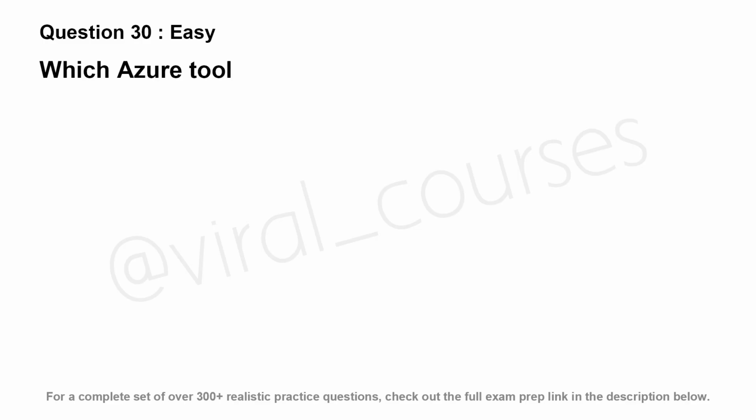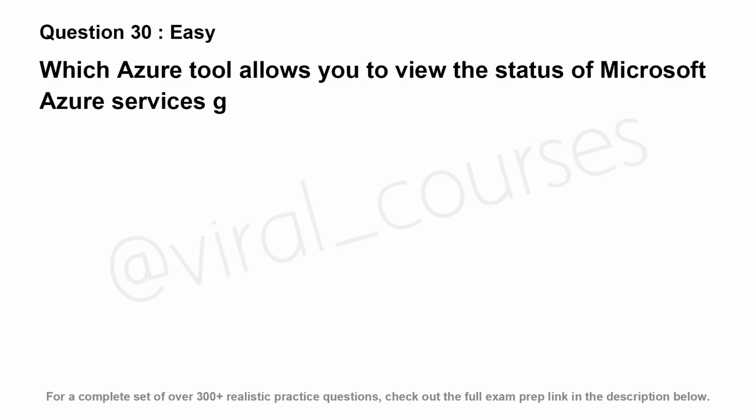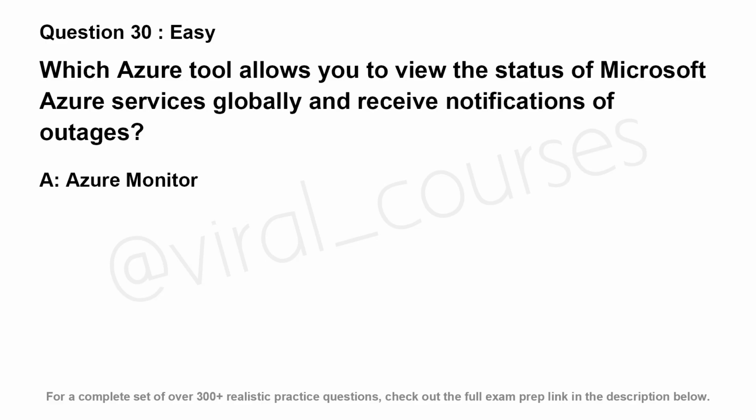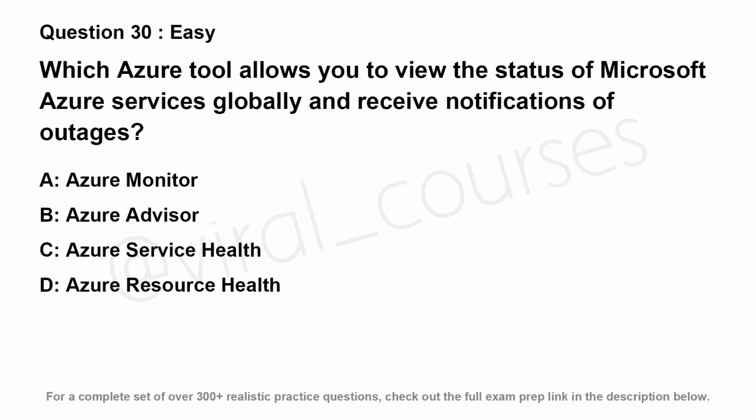Which Azure tool allows you to view the status of Microsoft Azure services globally and receive notifications of outages? Option A, Azure Monitor. Option B, Azure Advisor. Option C, Azure Service Health. Option D, Azure Resource Health.